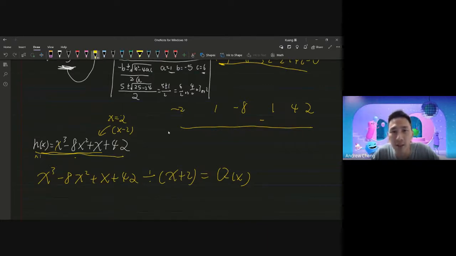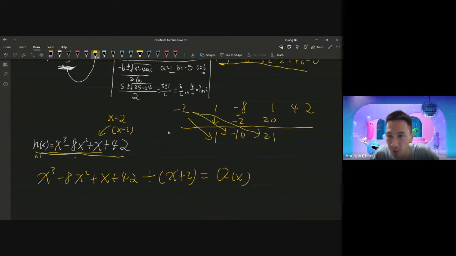All right. So negative 2, 1, and then negative 2 times 1 is negative 2, and then plus, it'll be negative 10. Right? And negative 2 times negative 10 is 20. So that'll be 21. And negative 2 times 21 is negative 42. Okay, 0. That means no remainder. And the quotient is actually x squared minus 10x plus 21.